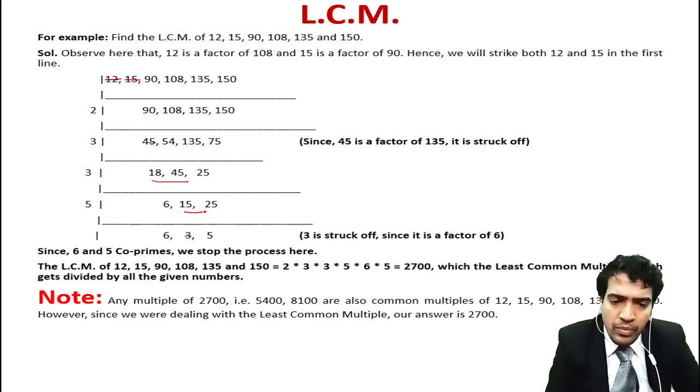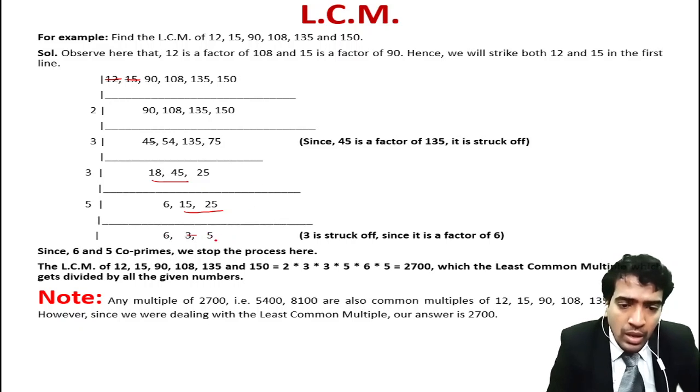Now because maximum numbers can be divided by 5, I take 5 and I carry forward 6 because 6 cannot be divided by 5. And here 15 and 25 are divisible by 5. 5 3s are 15 and 5 5s are 25. Okay. Now you can see that 3 is a factor of 6, so I strike off 3. And you can see that 5 and 6 are here. 5 and 6 are co-primes.